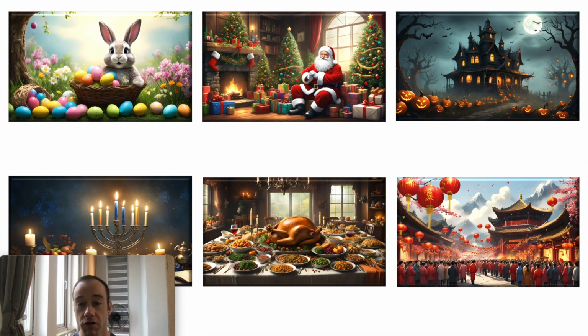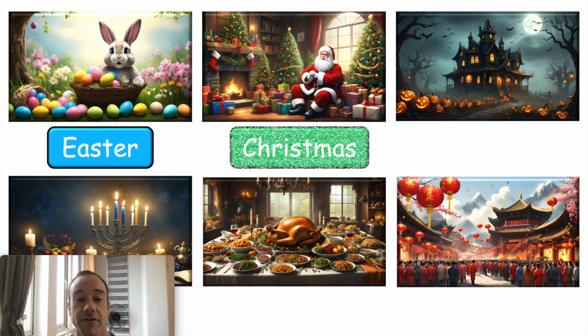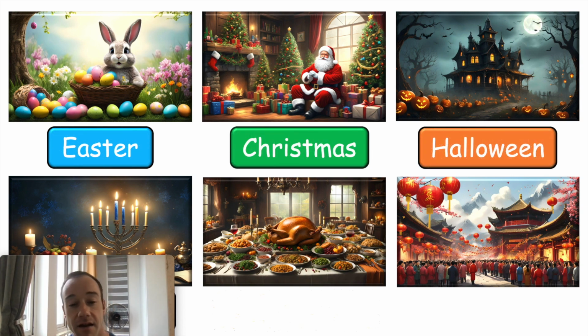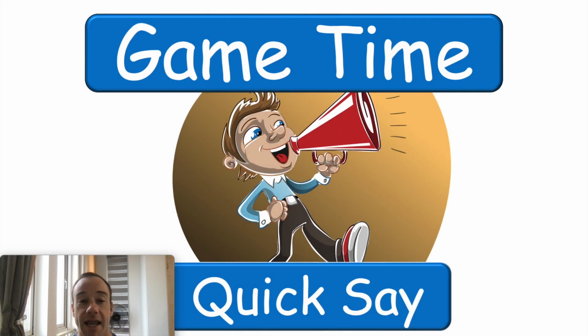So you can either call on students to say them again with you. So you can say, what is this one? You can point out at Easter and say, what is this? What is this festival? Someone will raise their hand, look in their notebook and say it. Then we can all say it together. Easter, okay? Christmas, Halloween, Hanukkah, Thanksgiving, Chinese New Year. Good job. Okay, and now we want to play a game to drill these words.